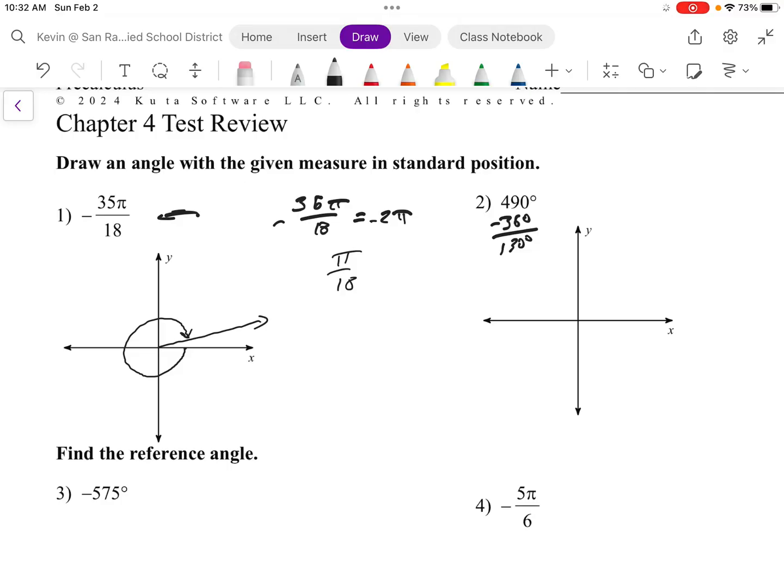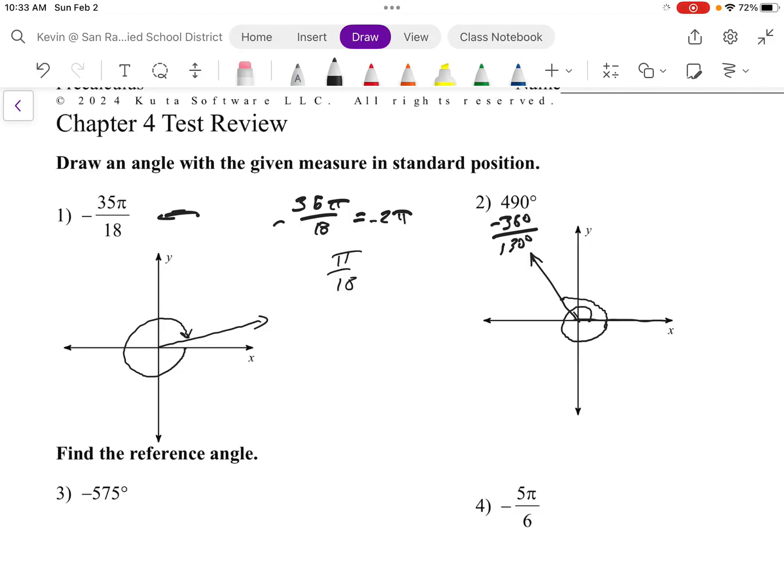Over here we have 490 degrees. Let's subtract 360 from that, and we get 130 degrees. So basically it's a 130 degree angle, but we're going to go all the way around 360 degrees first, and then we'll go another 130. So we go all the way around 360, going counterclockwise since we're going positive. So initial side, 360, and then we go another 130 degrees, which is something like that.